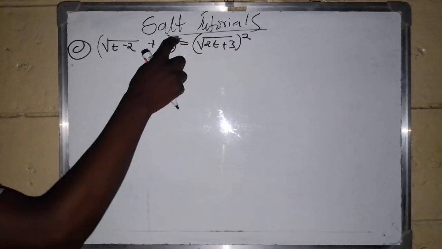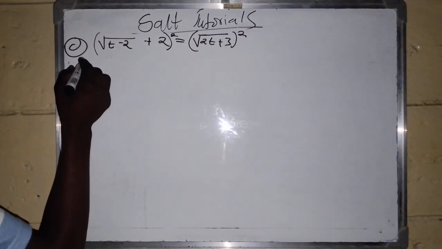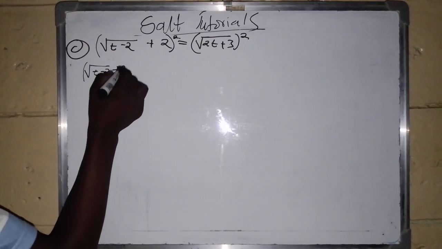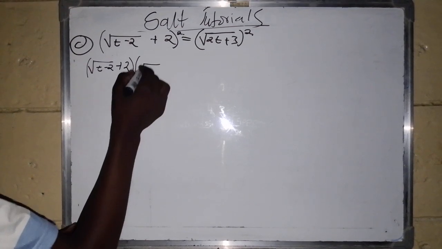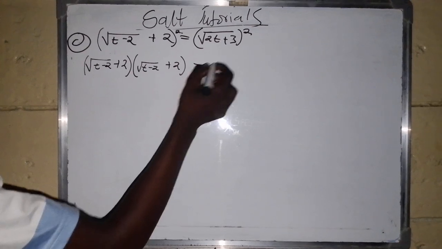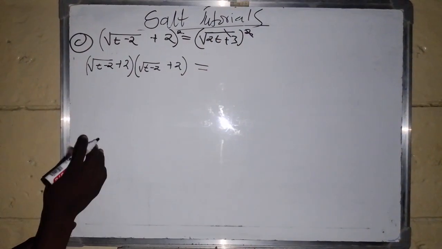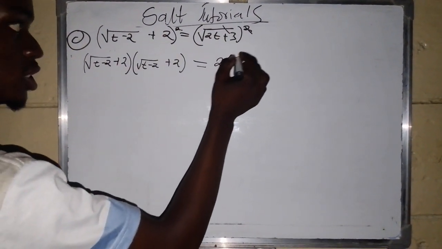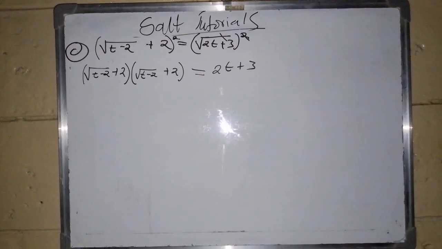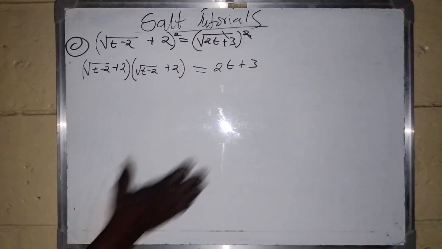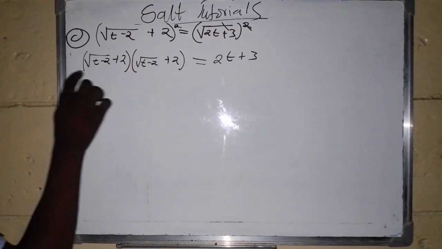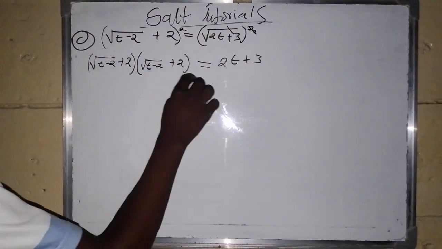The power 2 on my left hand side means that I have root of t minus 2 plus 2 being multiplied twice. And my right hand side is just as good as these roots deleting themselves, so that I can have 2t plus a 3. First step handled. So the next thing, you can observe that my right hand side, the root has been deleted. So the issue is me working on my left hand side. Let us simplify our left hand side.